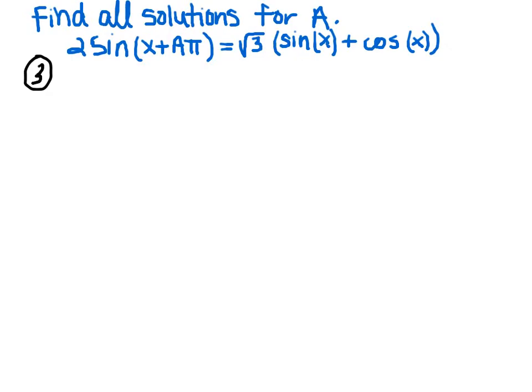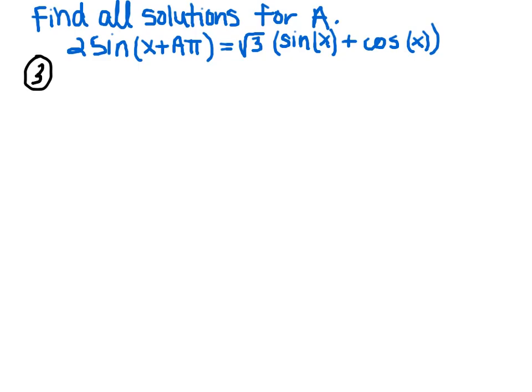Okay, this is question number 3. The direction should say find all solutions for a. The equation is 2 sine of (x plus a pi) equals square root of 3 times quantity sine of x plus cosine of x. This is very similar to your web work question, homework question, except we changed it a little bit, but it's going to be the same method to solving a.